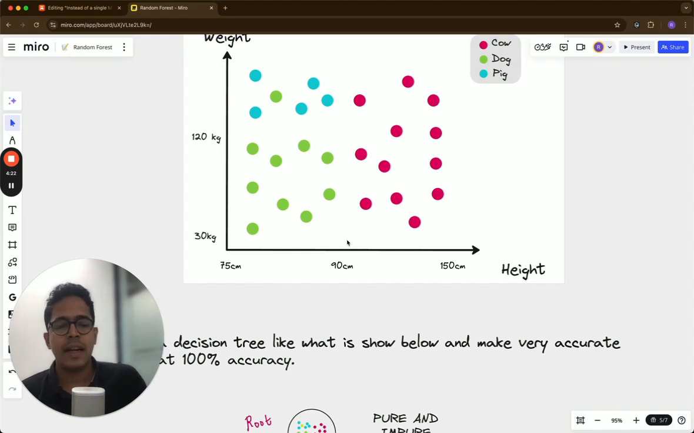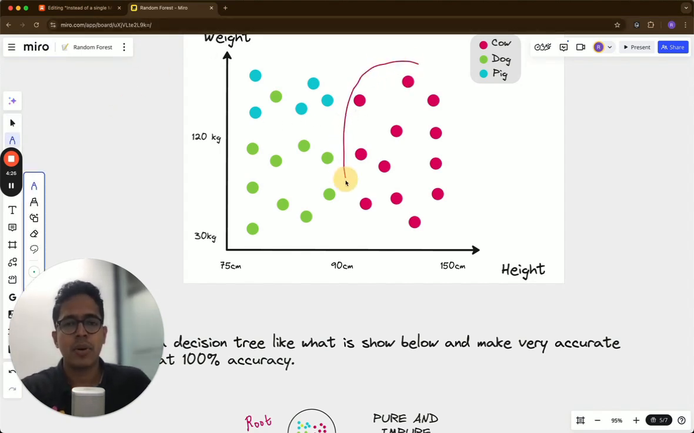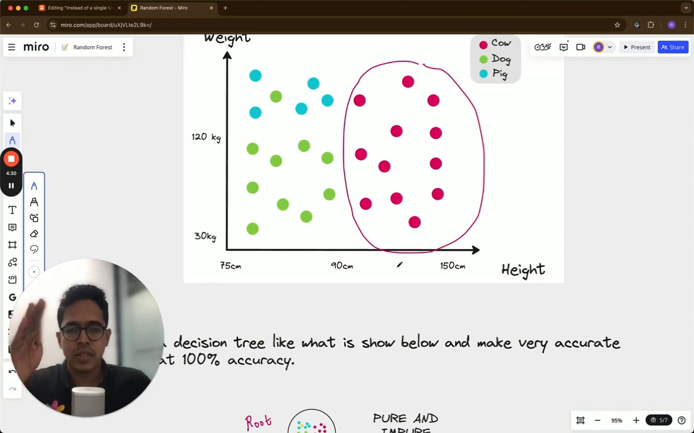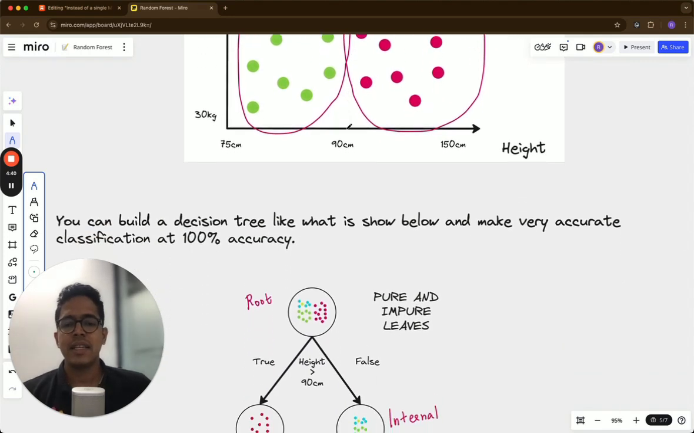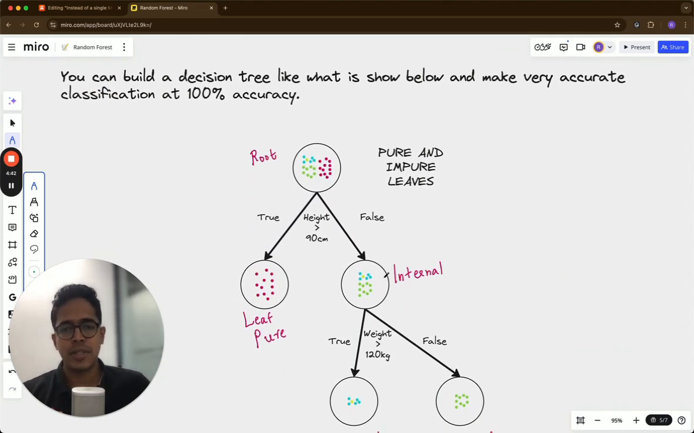So height greater than 90 centimeter means it's as if you are drawing a vertical line here, and all the data points which belong to the right side of this will go to the branch which is true, where this condition of height greater than 90 centimeter is true. And all the data points where height greater than 90 is false will go to the other branch. So the data set will get split into two parts. That is what you see here.